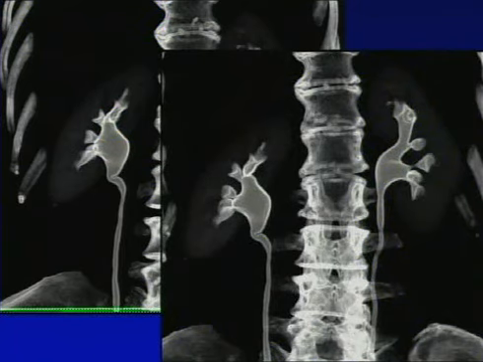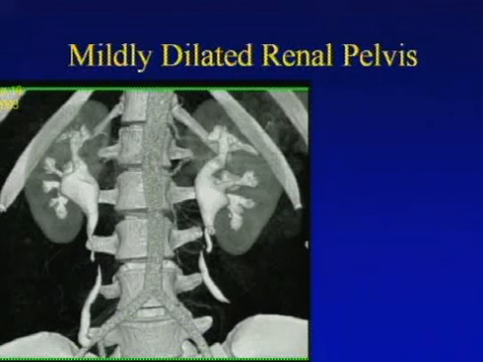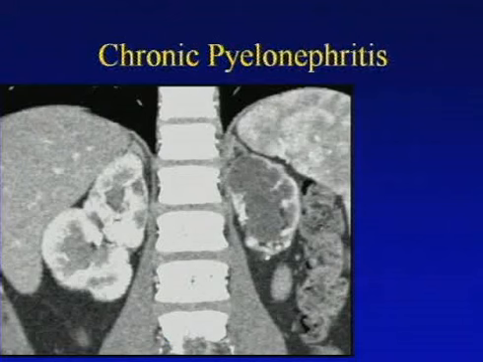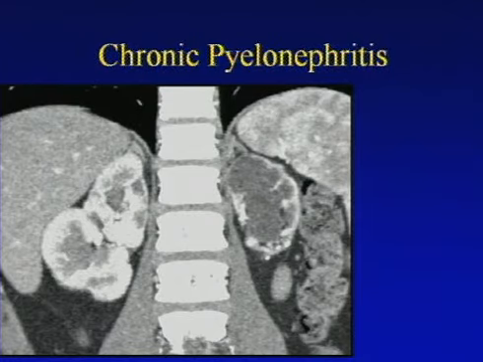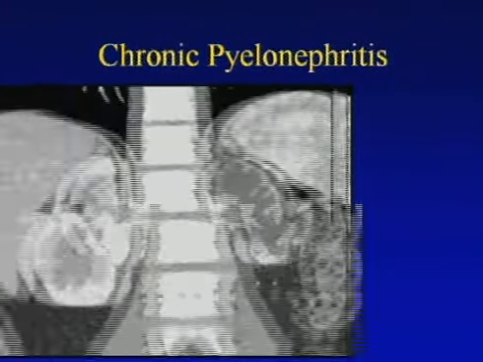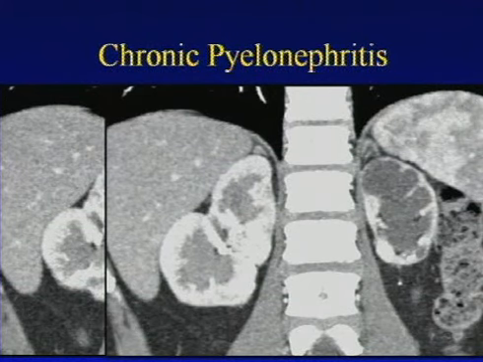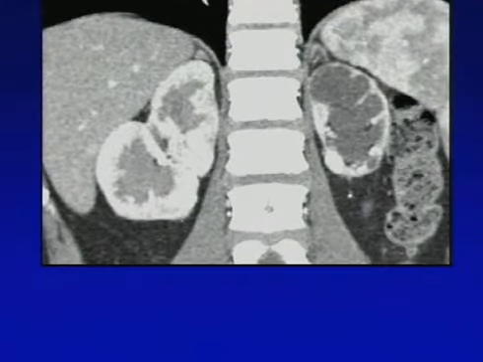It's a much easier way of visualizing them. Also, potentially, it's better for looking at the papilla. But again, that's not been proven in any large series. Whether it's mildly dilated calyces, which you can see very nicely here, or mildly dilated pelvis, or in this case where the calyces are dilated, where the patient has scarring in both kidneys, particularly the left kidney, but also the right kidney, in a patient with chronic pyelonephritis.